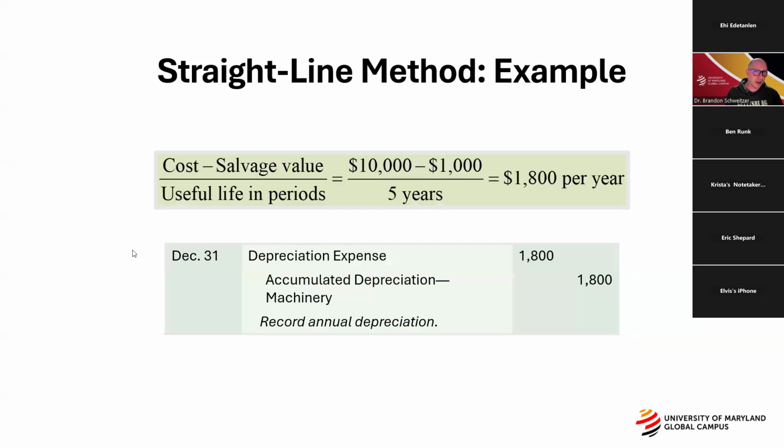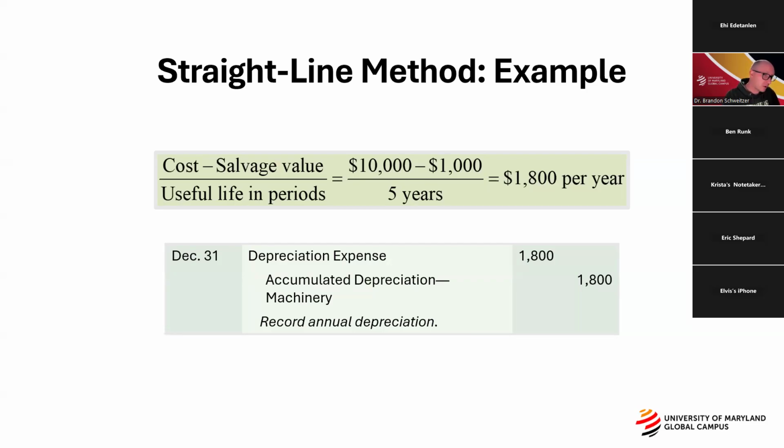First, looking at straight line. Straight line is probably the absolute easiest method to compute. It's a straight line, right? In straight line depreciation, we're charging the same amount of expense to each year or each accounting period over the asset's useful life. It's a two-step process, very simple.